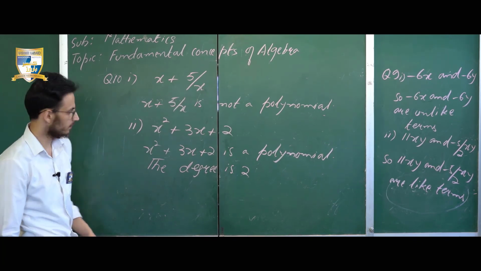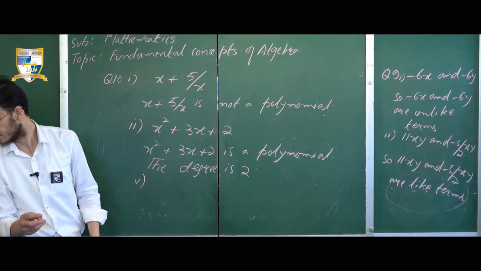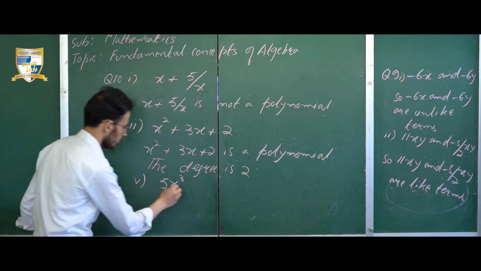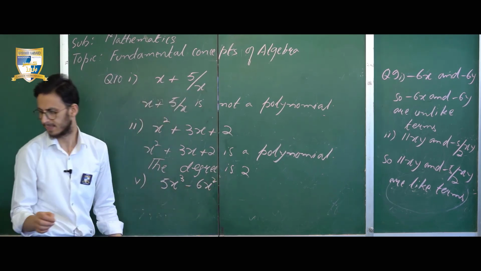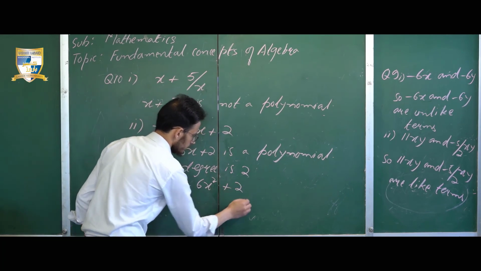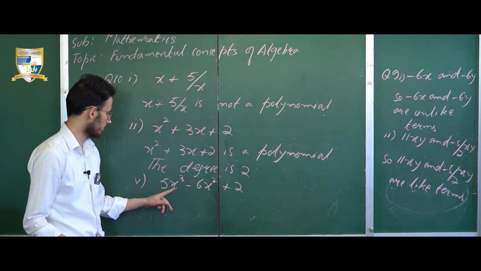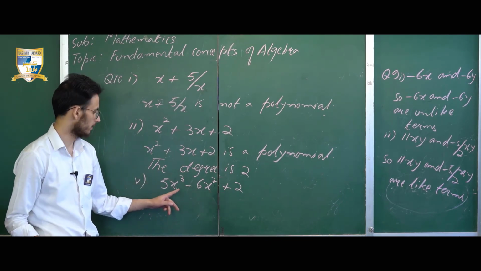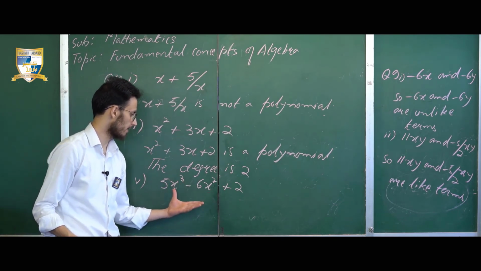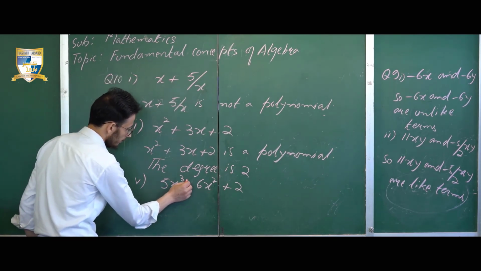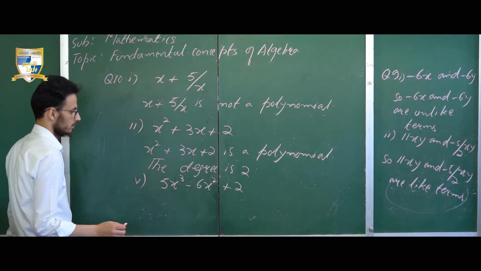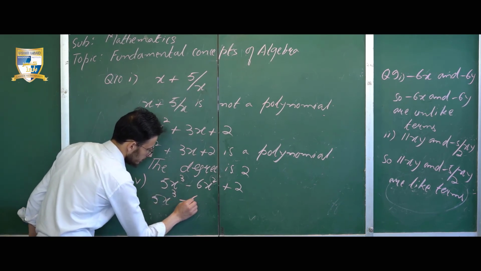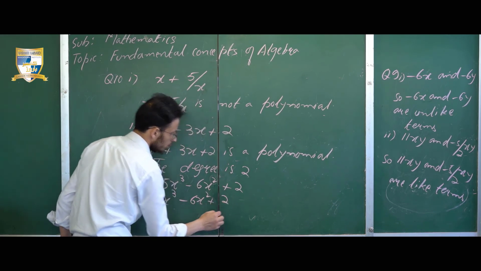Again, I am showing you part 5th. One more part. 5x cube minus 6x square plus 2. Now check. We have the variables x cube and x square, and the parts are separated with the plus sign and minus sign. Is this expression a polynomial? The answer is yes, because we have positive powers on the variables. So we can say that 5x cube minus 6x square plus 2 is a polynomial.